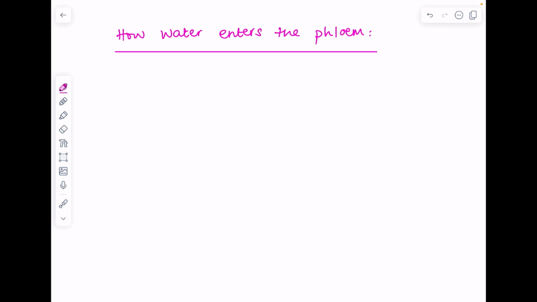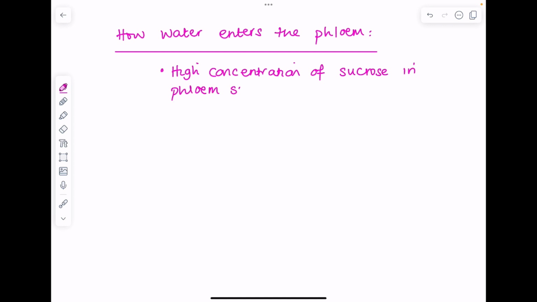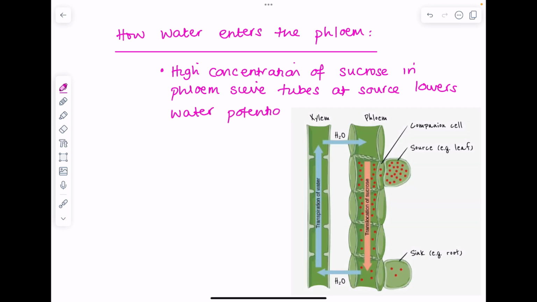How are we going to add water to the phloem? Well, that high concentration of sucrose that was loaded into the phloem sieve tube elements at the source obviously lowers the water potential at that point in the phloem. Remember that the xylem and the phloem are running parallel to each other. So what happens then is that water moves across from the xylem into the phloem, down the water potential gradient by osmosis.